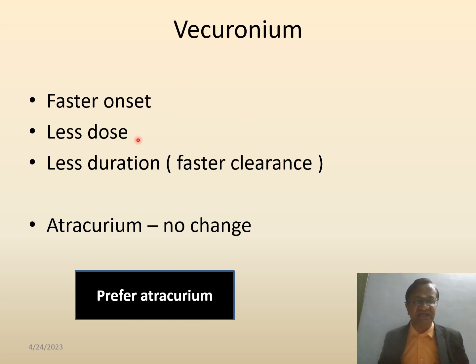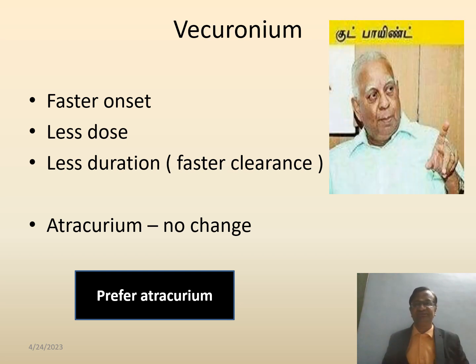Vecuronium has faster onset, less dose, less duration, and with atracurium there is no change. So prefer atracurium in pregnant patients. Faster clearance and less duration with vecuronium. So it is better to use atracurium, because there is no change in the pharmacokinetics or dynamics in pregnancy.